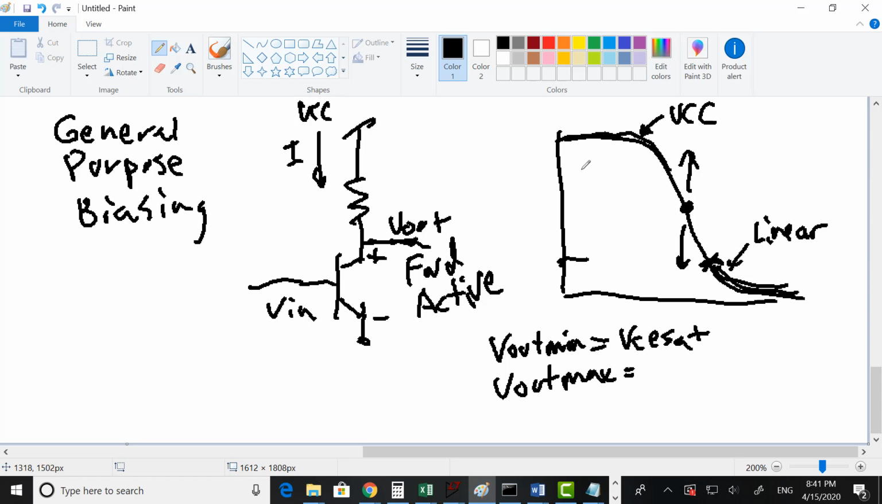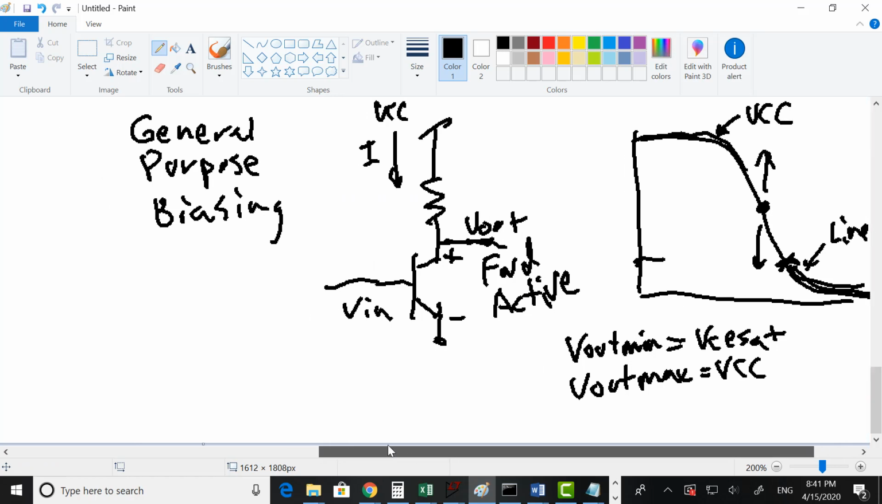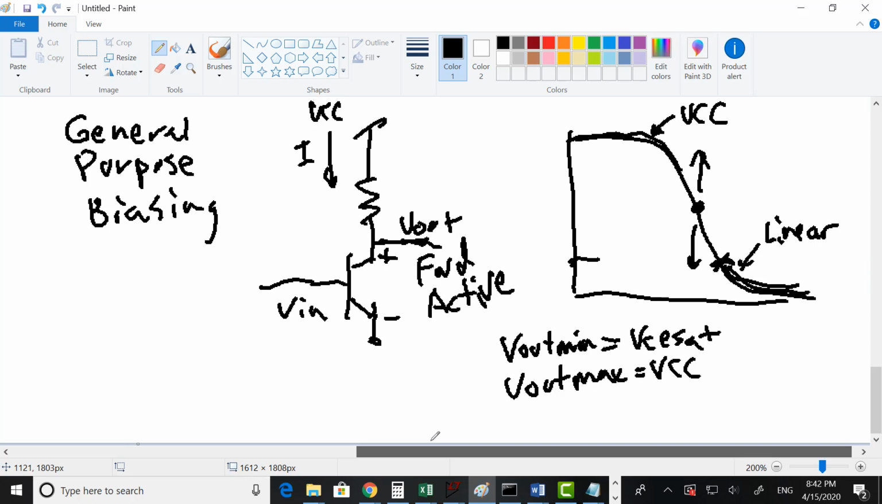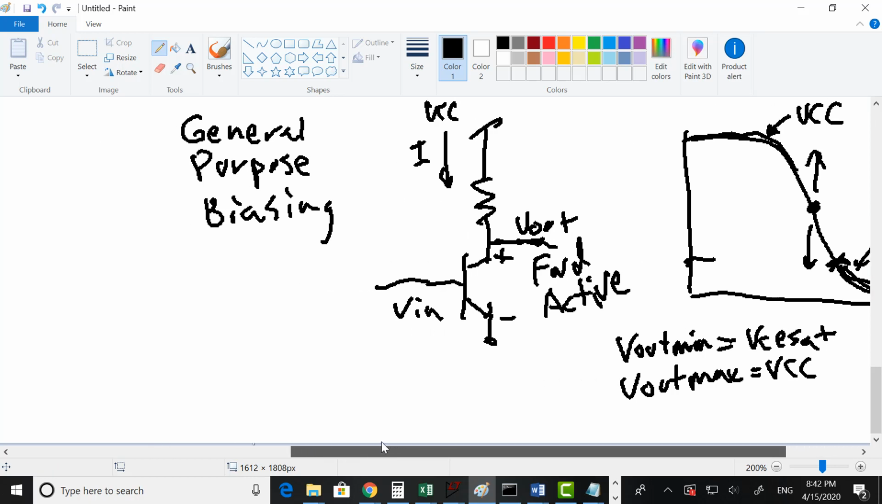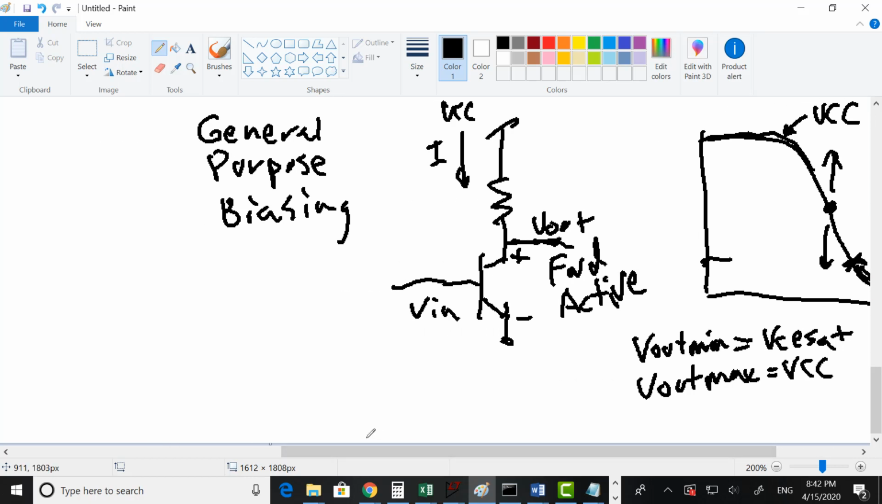And V out max: when V out goes high, your transistor's in the active region and you get good gain up to where it can't go any higher, which is VCC. So you want to be in the middle of those two values. So what you want to do is be right in the middle of that.